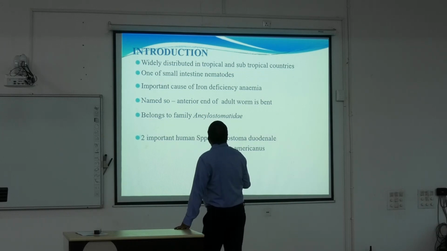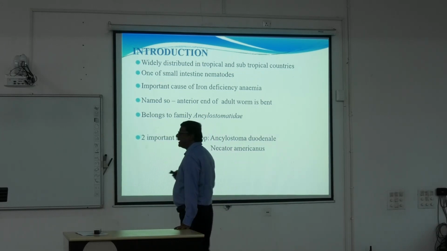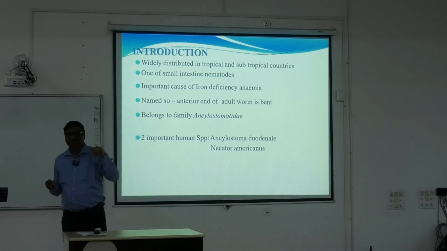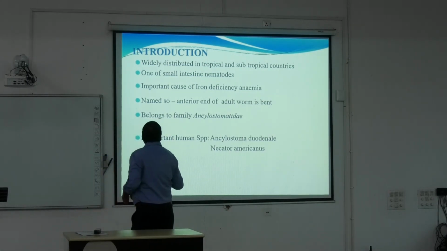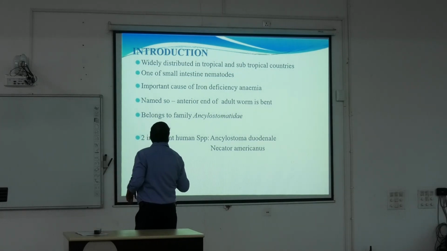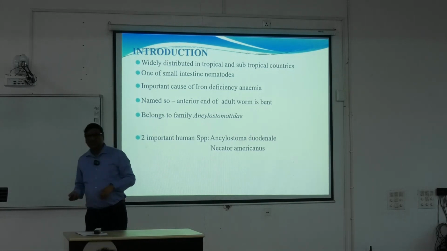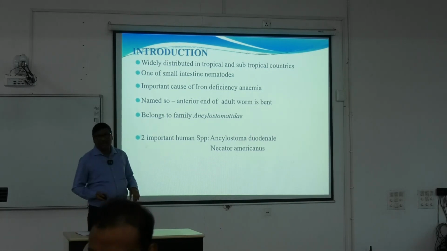Named so because the anterior end of the adult worm is bent. The anterior end is bent. That is why it is called hookworm. It belongs to the family Ancylostomatidae. Two important human species are there, Ancylostoma duodenale and Necator americanus.